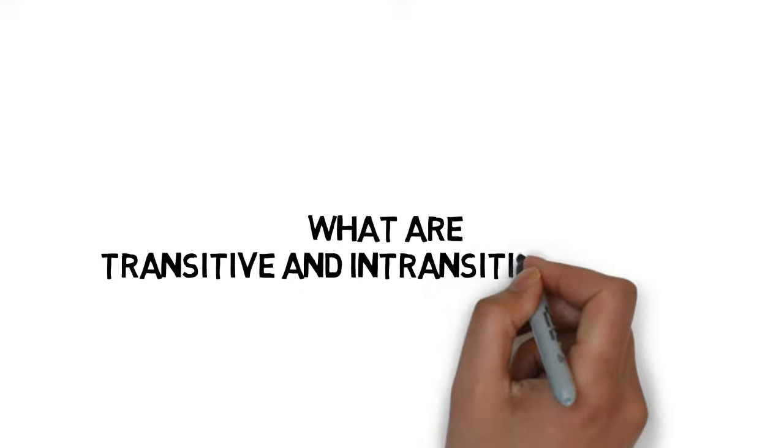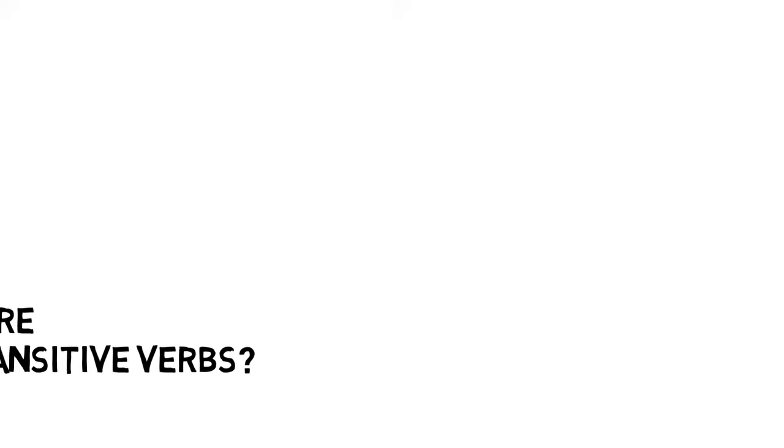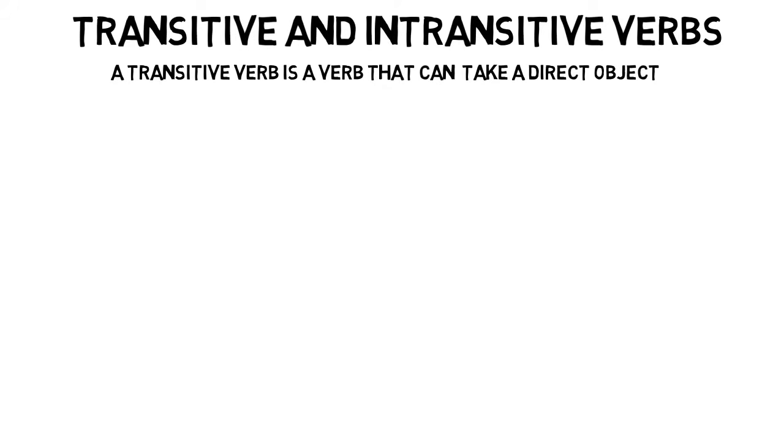In this video, we're going to look at transitive and intransitive verbs. So what are transitive and intransitive verbs? Well, a transitive verb is one that can take a direct object. In other words, the action of a transitive verb is done to someone or something.